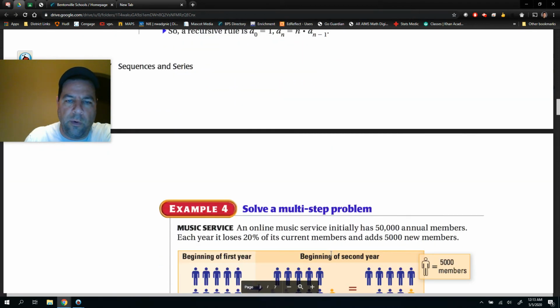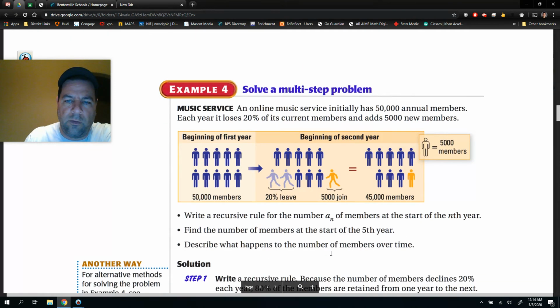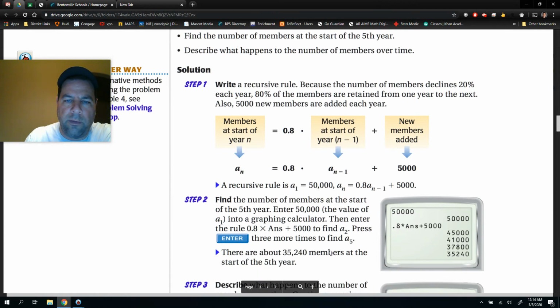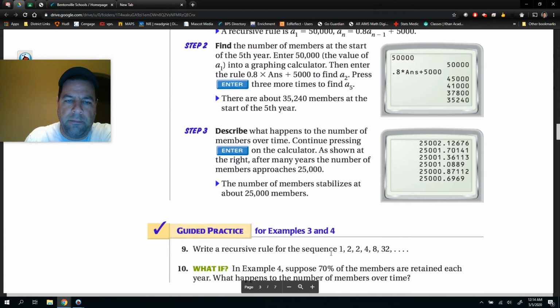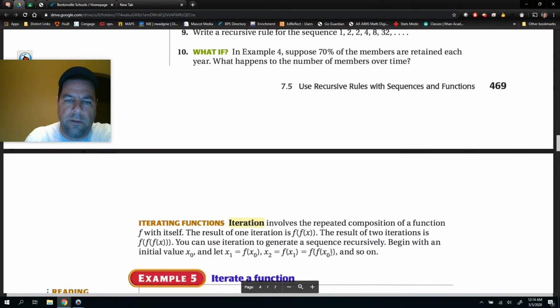Okay, example 4, multi-step. That's a word problem. I'll let y'all deal with that one. Guided practice.